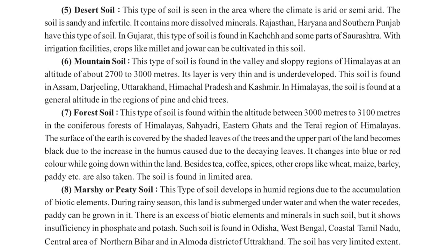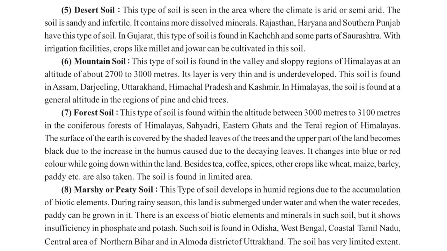Next comes mountain soil. As the name suggests, it is generally found in mountainous regions. This type of soil is found in the valleys and sloping regions of the Himalayas at an altitude, that is height, of about 2700 to 3000 meters. Its layer is very thin and underdeveloped. This soil is found in Assam, Darjeeling, Uttarakhand, Himachal Pradesh and Kashmir. These are the mountainous regions, the north and northeastern parts of India.